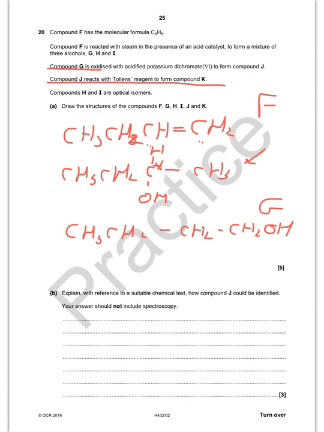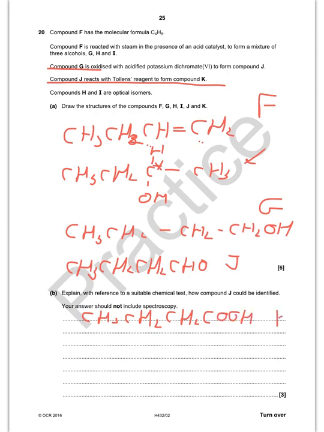J I haven't got to, so J is going to be my aldehyde. So that's going to be CH3, CH2, CH2, CHO. So that is J. K is going to be the carboxylic acid. So I'm going to have to go down here now. CH3, CH2, CH2, COOH is K. And then I'm going to draw these in 3D.